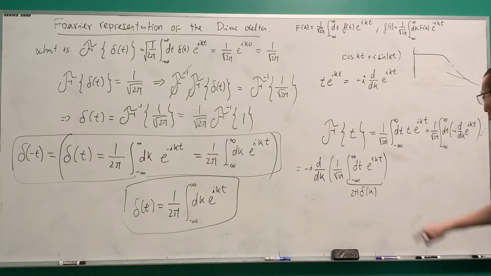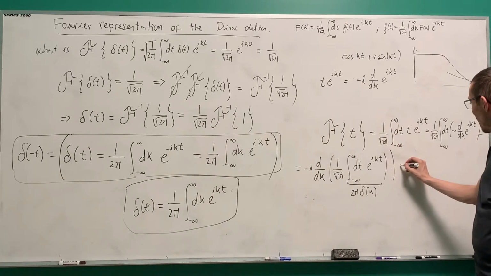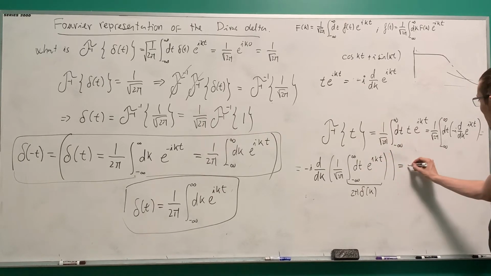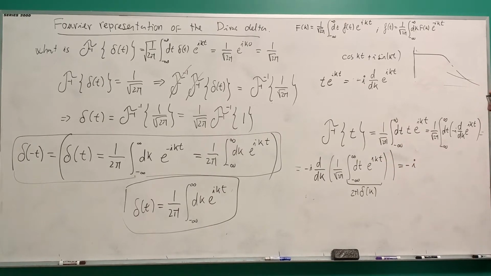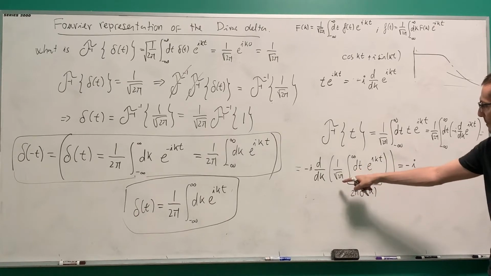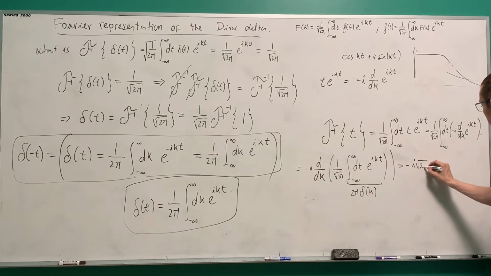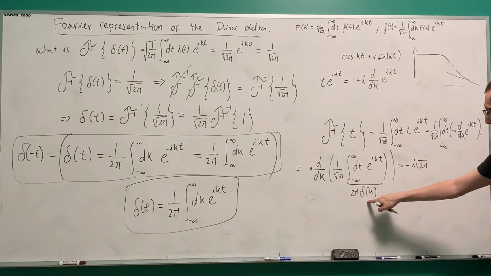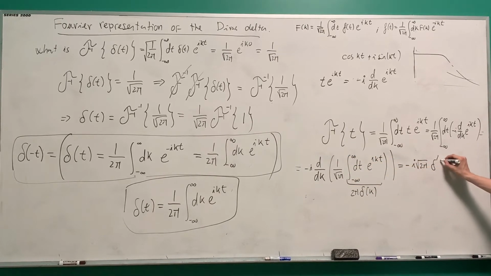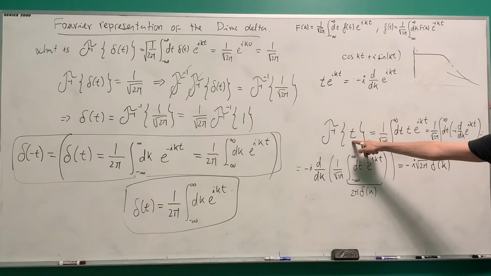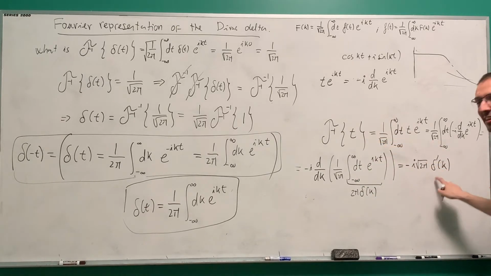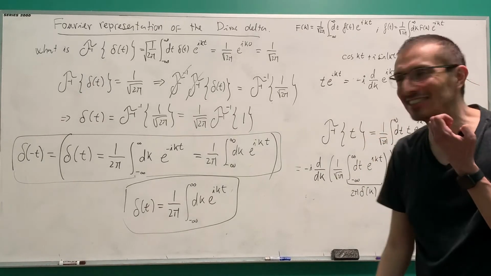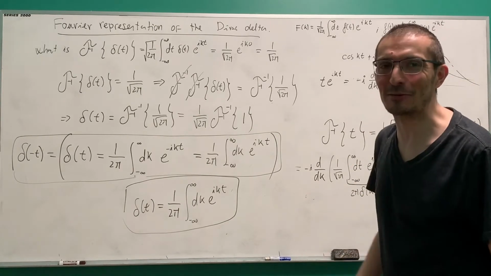All right, so if this is 2 pi delta of k, what I get when I do this transform is minus i, and then I get 2 pi divided by root 2 pi, so root 2 pi. And now I get the derivative with respect to k of the delta of k, so delta prime of k, where the prime means first derivative. So the Fourier transform of t is the derivative of the delta. So if the delta was already weird, the derivative is more.